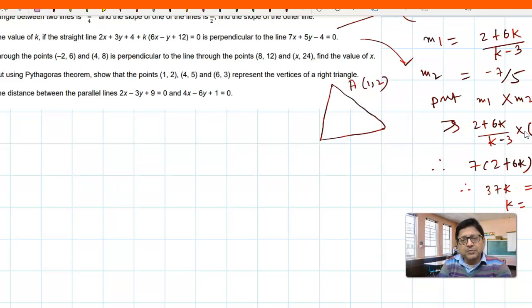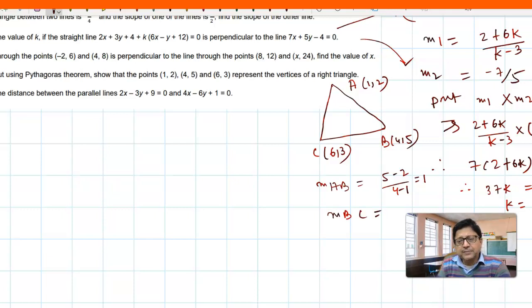You take this point as (1, 2), (4, 5), (6, 3), so that these points represent the vertices of a right triangle. Which angle is 90 degrees, that we need to find. You find the slope of AB. Slope of AB is 5 minus 2 by 4 minus 1. This is 1.